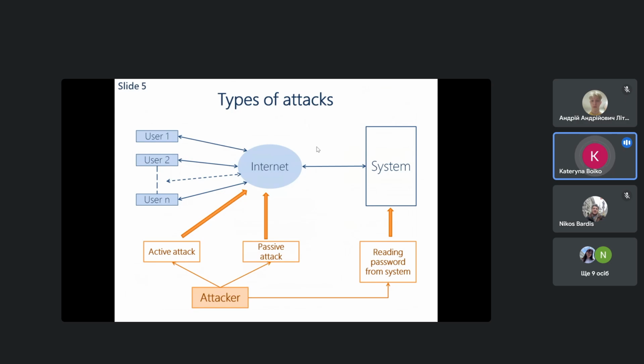Attacks can be aimed either at the internet or at the system memory where the users' passwords are stored. There are two main types of attacks on the internet, passive and active attacks. Passive attacks involve eavesdropping on a user's password during the transmission, while the active attack, or man-in-the-middle attack, replaces the user during interaction after the identification procedure.